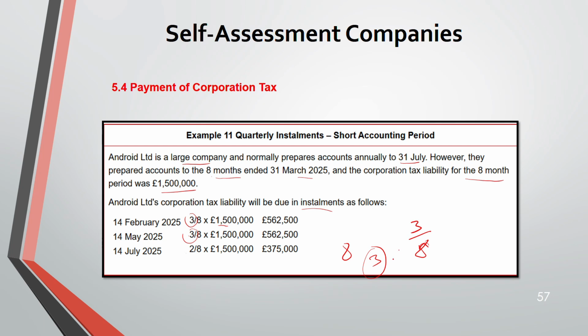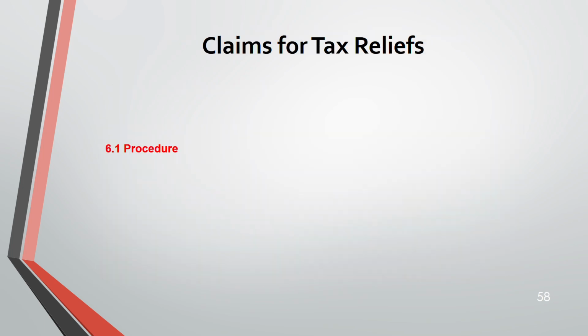So 336, the balancing 2 month. This is the balancing figure. 1.5, 1.4, 1.5. So these are your corporation tax which are due in installments on 1.5. Now, procedure. So now we have moved on to claiming for the tax relief. The calculation part is over. Now we are moving on to the theory part.